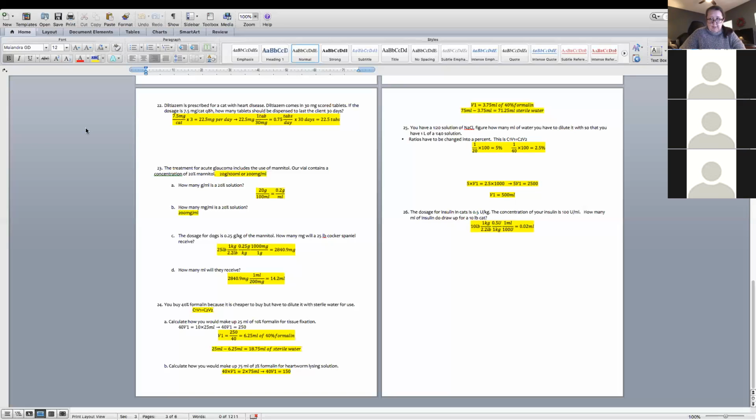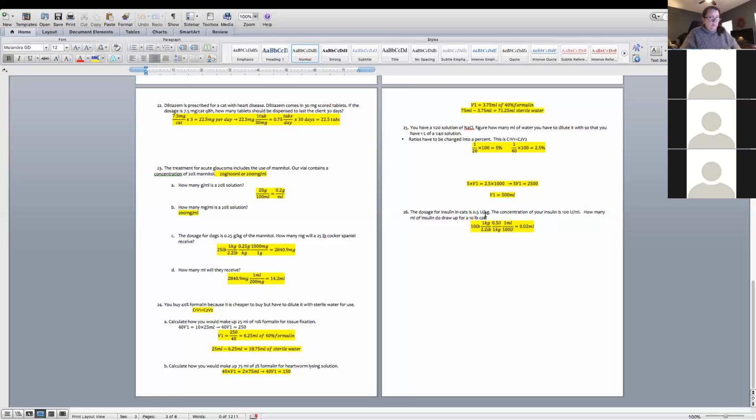Okay, for 26, because Francesca, you had a question about that. It said the dosage for insulin is 0.5 units per kilogram is what the doctor wants. Your insulin is 100 units for every 1 ml. 1 ml contains 100 units of insulin. How many mils do we draw up for a 10-pound cat? The first thing I have to do is get the dose in units per kilogram.